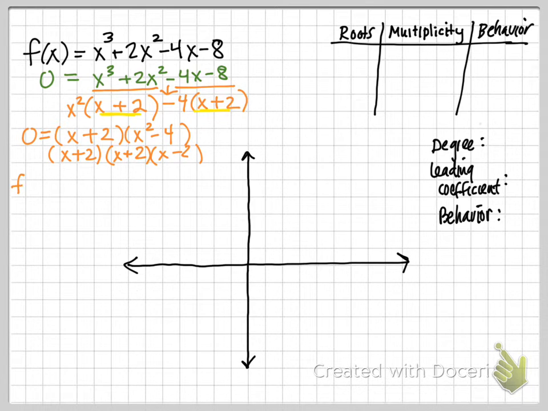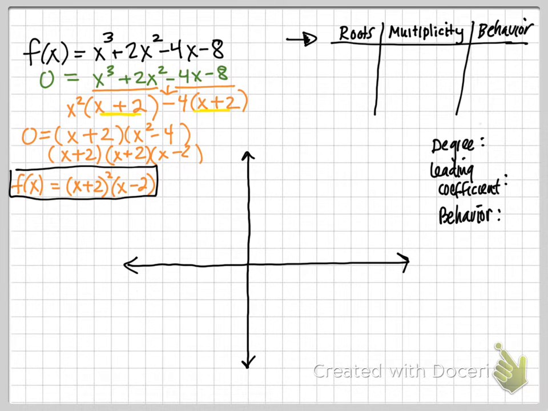So my final factored form here, I noticed that x plus 2 has a multiplicity of 2. So I could write x plus 2 to the second power and then x minus 2. We're going to be using this in order to fill out this next chart.